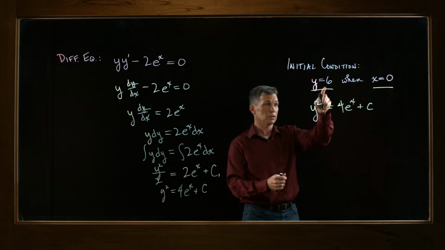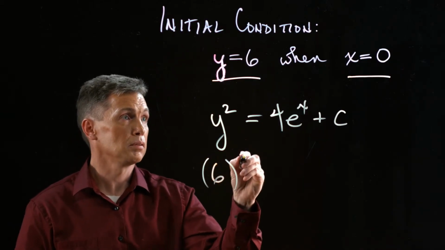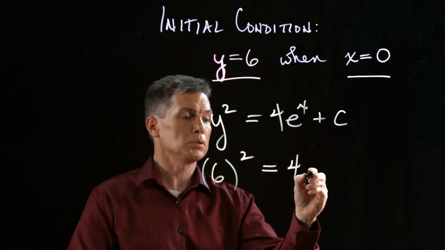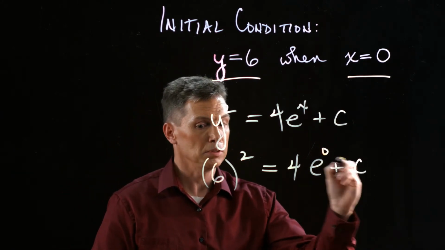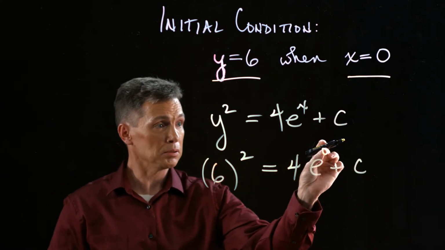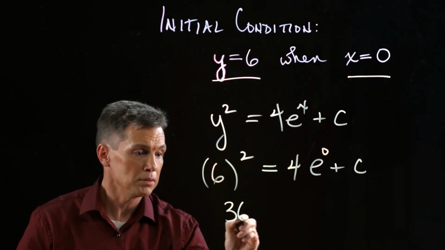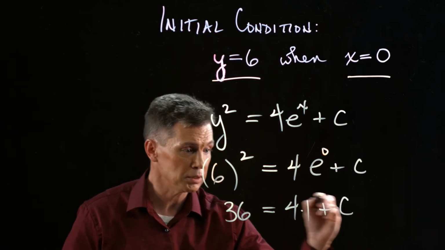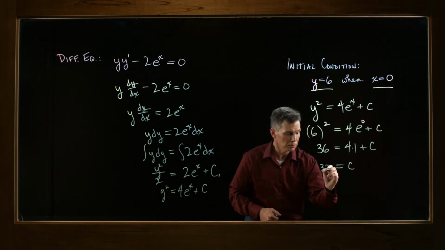Now I'll plug in the y was 6. Equals 4e raised to the 0 power plus c. I'm not sure if the colors showed up real well for you there or not, but x equals 0 and y equals 6. And now I'll simplify. 36 equals 4e to the 0 is 1 plus c. Solving for c, c equals 32.